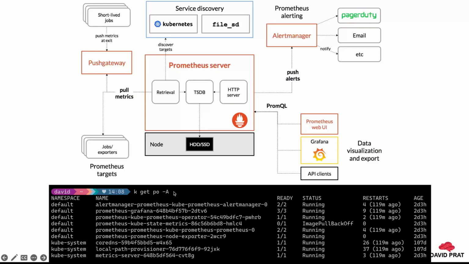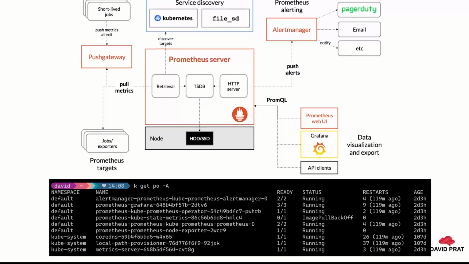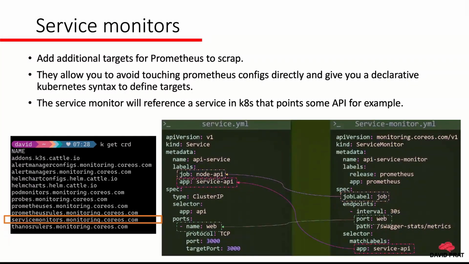Here we can see again how we have deployed all the resources related to Prometheus. In this case, we can see all the deployed pods. With respect to the service monitors, as we have said, they define the additional targets for Prometheus to scrape, and they avoid touching Prometheus configurations directly and give you a declarative Kubernetes syntax to define the targets.